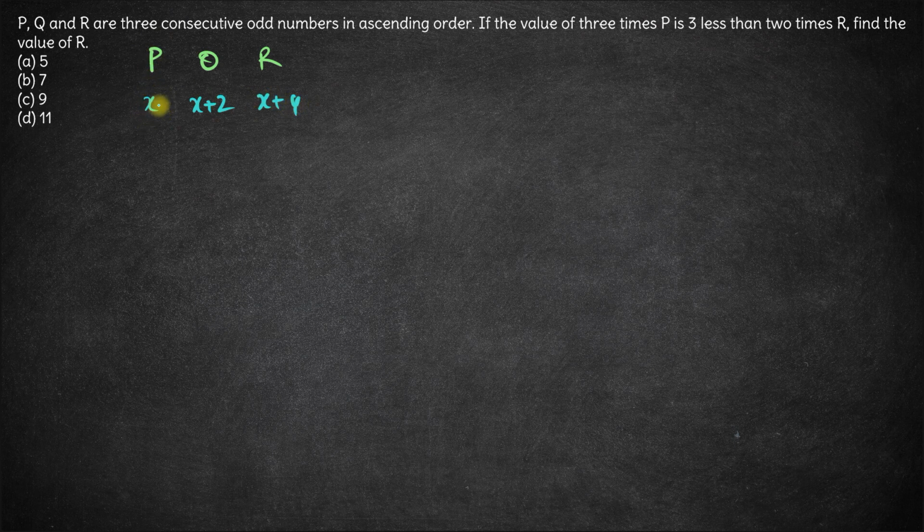X has to be odd over here. Fine. Now the question says the value of 3 times of P. So 3 times of P, which is X, is 3 less than, 3 less than what? 2 times of R. So 2 times of R is 2 times X plus 4. So 3X is 3 less than 2 times of X plus 4. This is what we have.